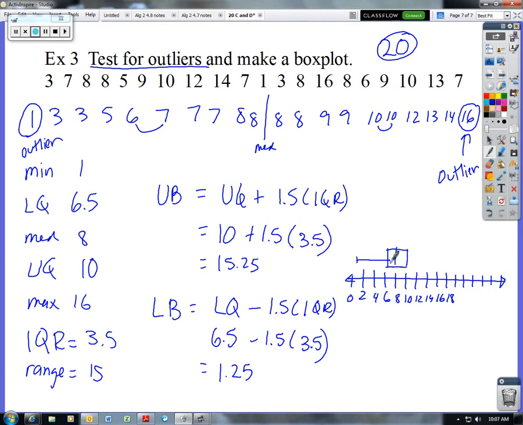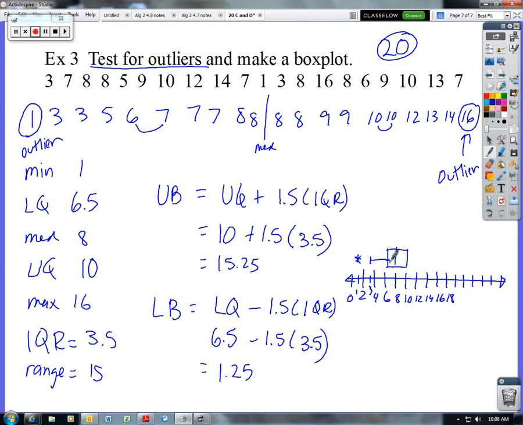Oh, hold up. That's not a whisker, is it? That is an asterisk because it's an outlier. So we need to make an adjustment. So at 1, we have an asterisk. And then the next data value up from that is a 3, so our whisker is actually at 3. That's how we're going to draw that.